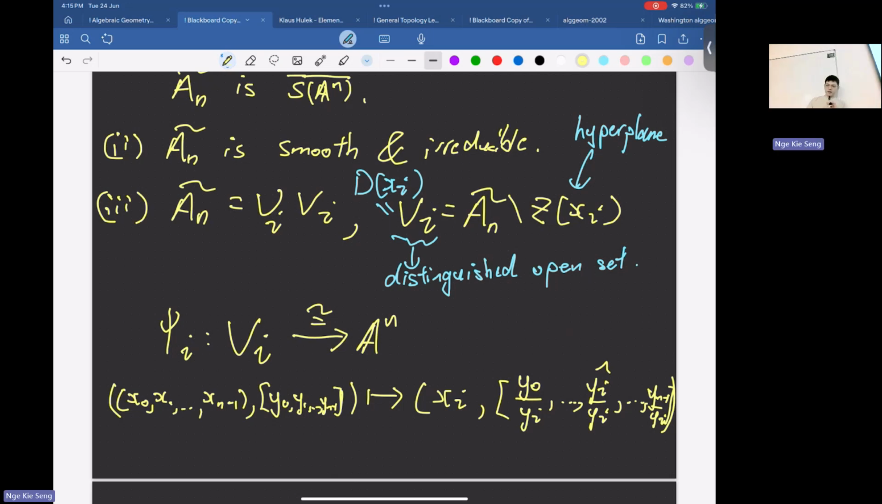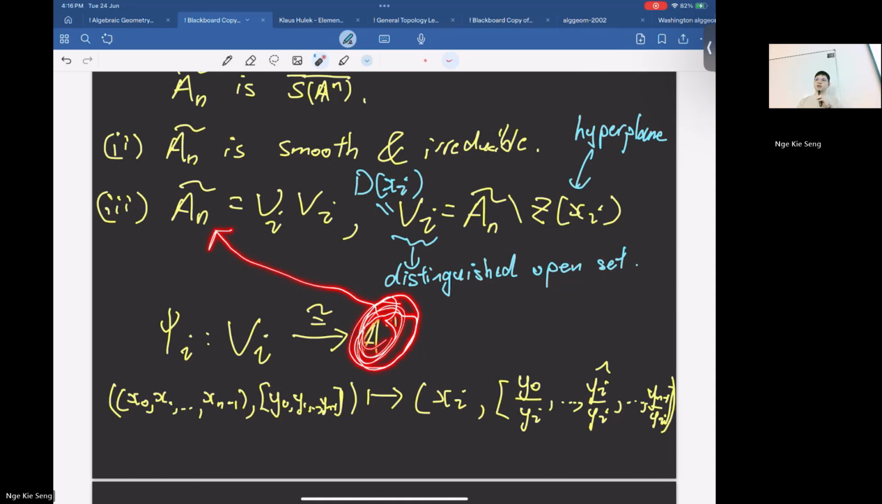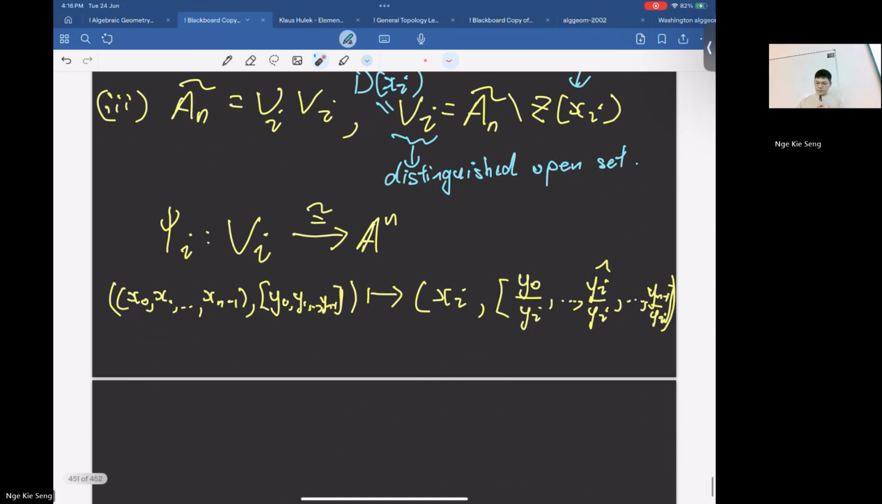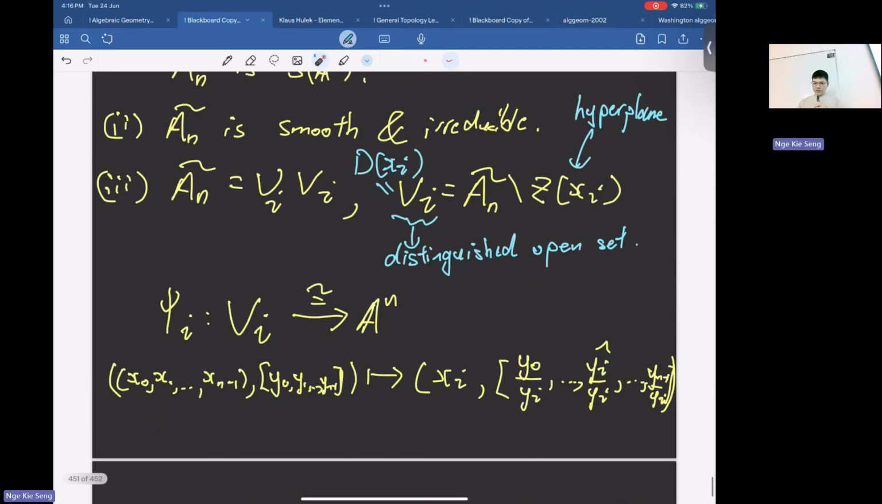Right, and then we show that this is an isomorphism, that it has an inverse. So what we're doing here is we're actually using these affine covers to cover our blow-up of A^n. Okay, make sense? Anything else I missed?